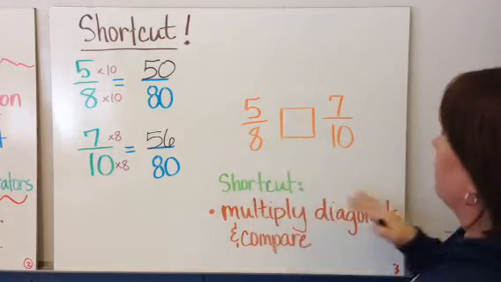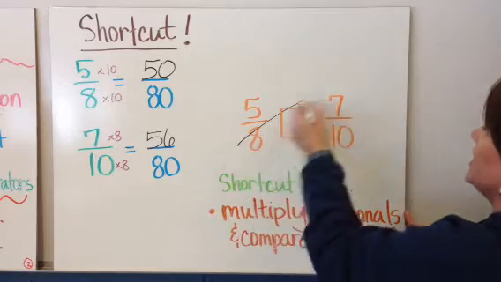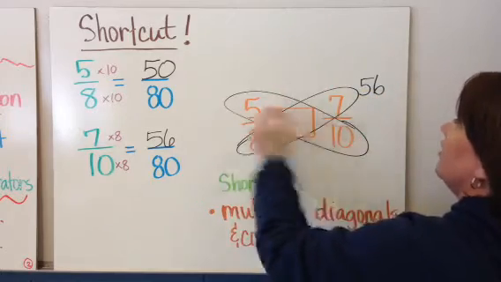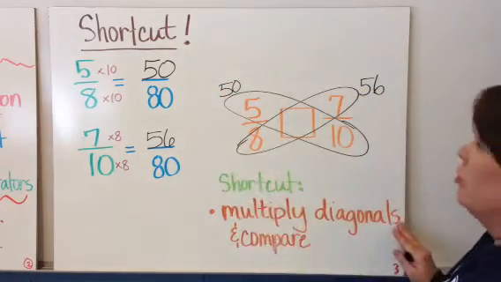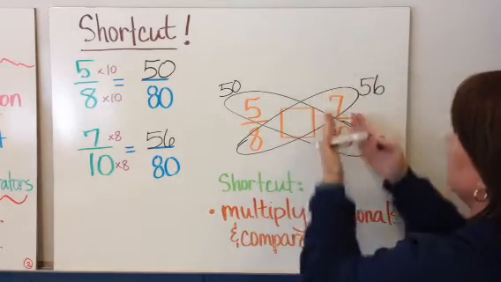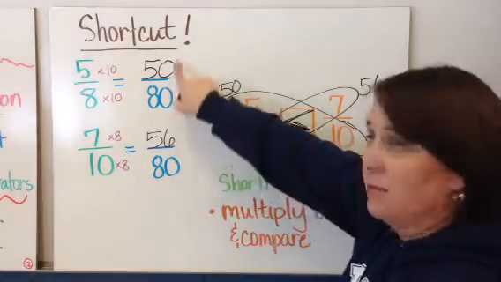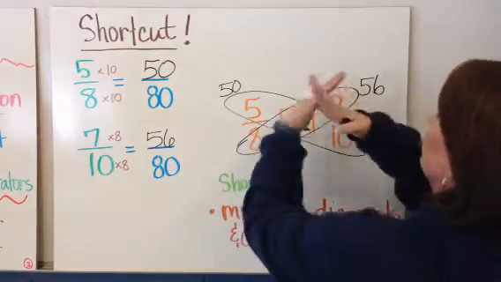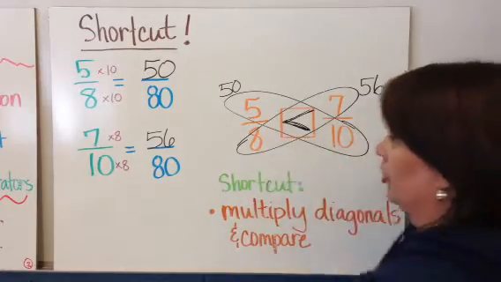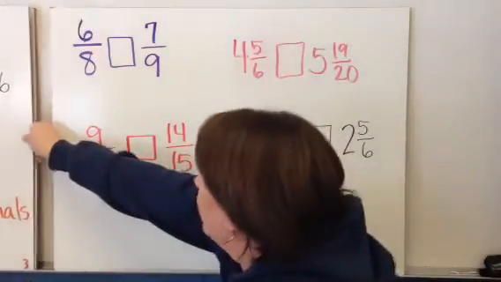But watch the shortcut. I can just multiply the diagonals and compare. 8 times 7 is 56. 10 times 5 is 50. Which is greater? 56 is greater than 50. So 7/10 is the greater fraction. Notice it was the same as these numerators over here. So just multiplying diagonally will help you see which fraction is greater. It's a great shortcut. That's why it works though.